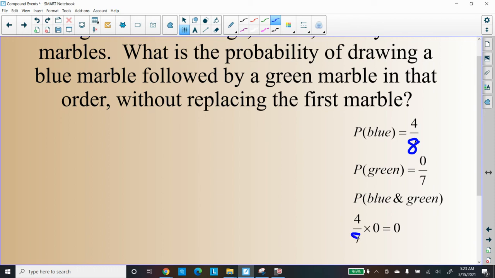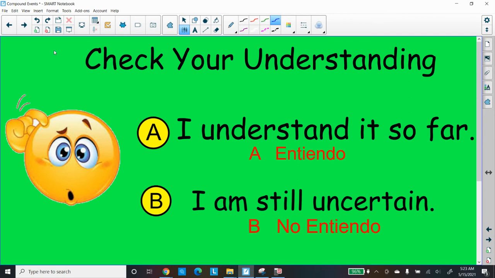So 4 out of 8, let's fix that. 4 out of 8 times 0 is 0. This is impossible. There are no green marbles. Impossible. So that's an easy one. So I hope you understood our marble section of compound events.